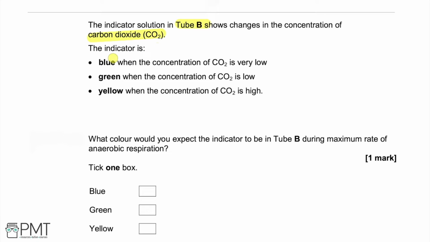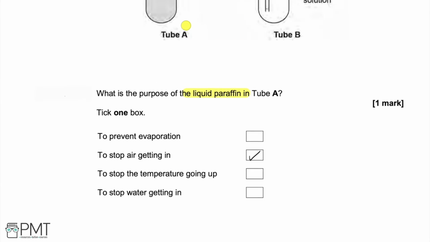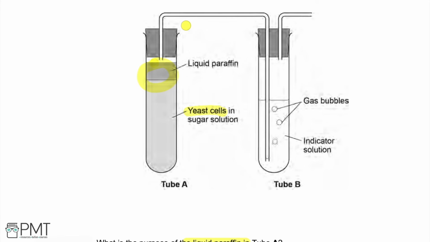The indicator solution in tube B shows changes in the concentration of carbon dioxide. The indicator is blue when the concentration of CO2 is very low, green when CO2 is low, and yellow when the concentration of CO2 is high. What colour would you expect the indicator to be in tube B during the maximum rate of anaerobic respiration? Well, let's have a look at the apparatus again. Any gas that's produced by the yeast will move up this tube and enter the indicator.